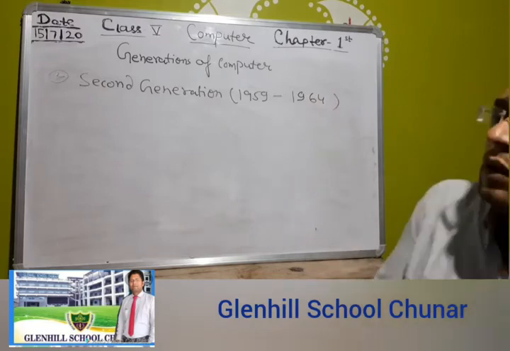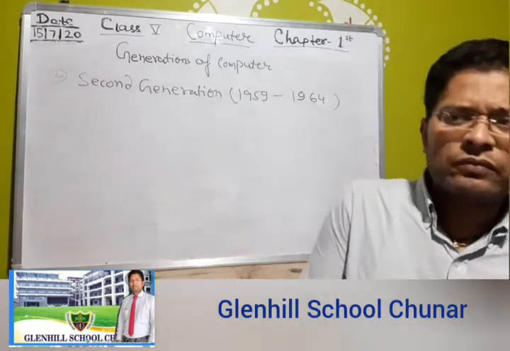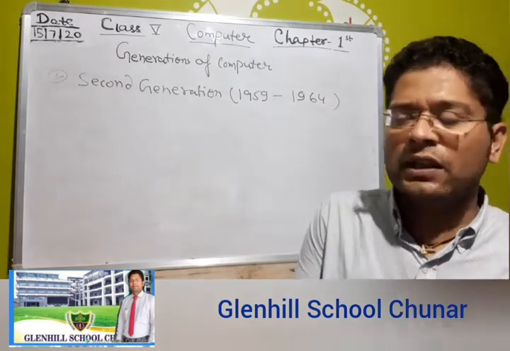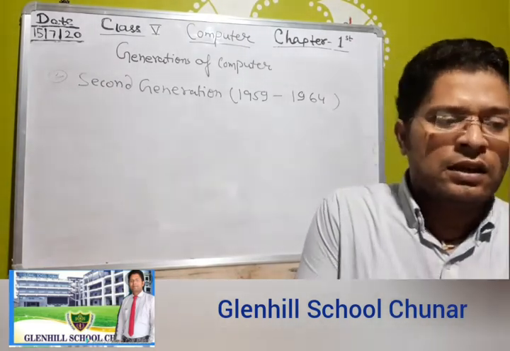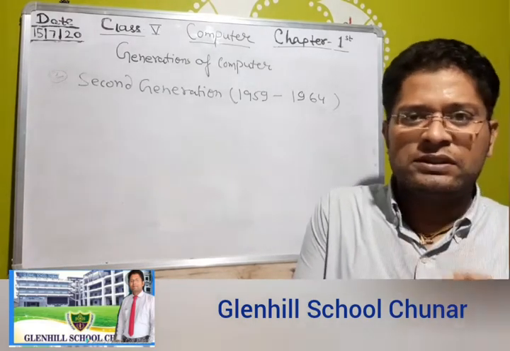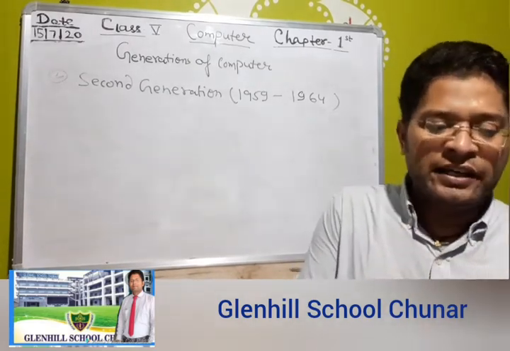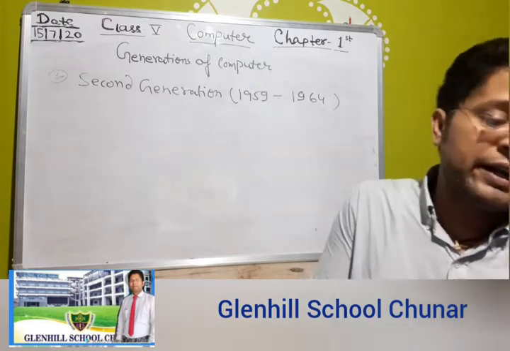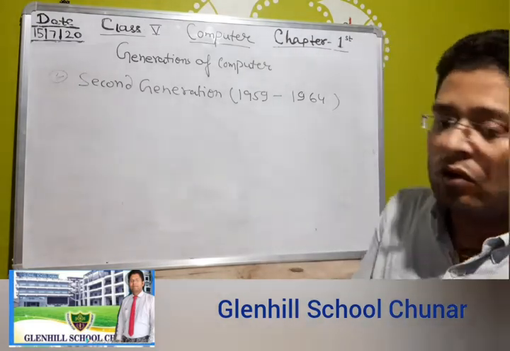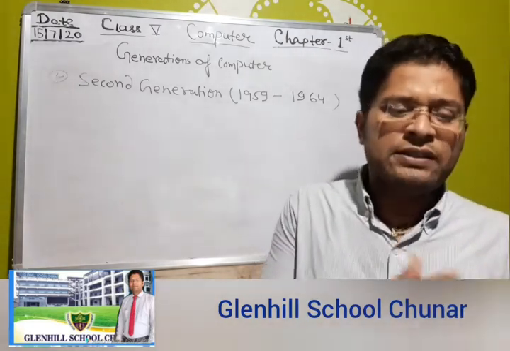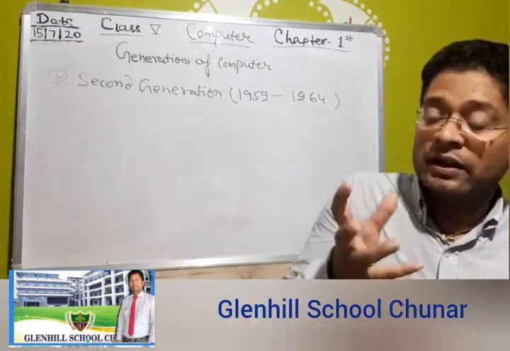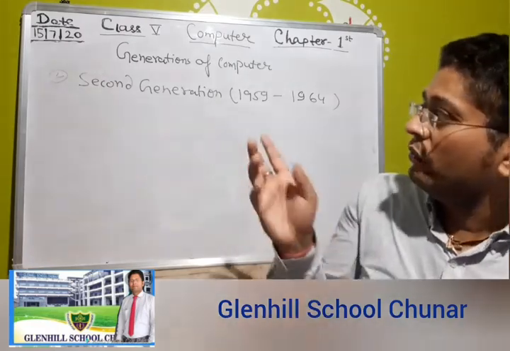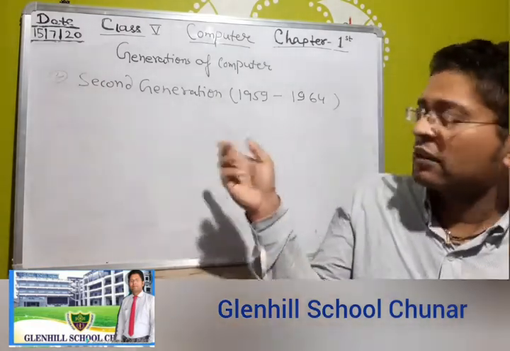Okay, student. So what is the feature of first generation? You know that the size is too large, not reliable, and produces a lot of heat. So there were some limitations and drawbacks.